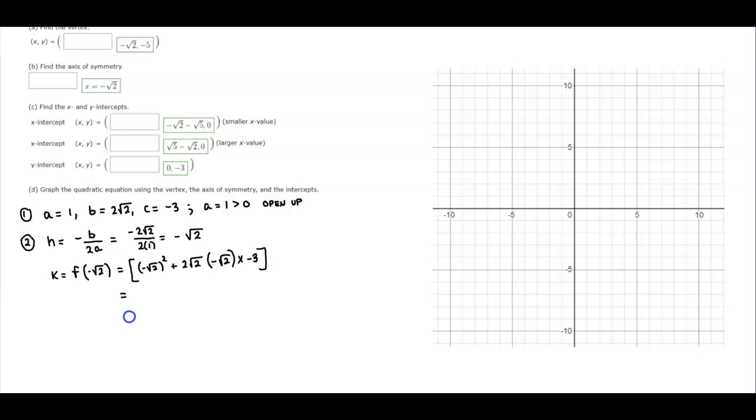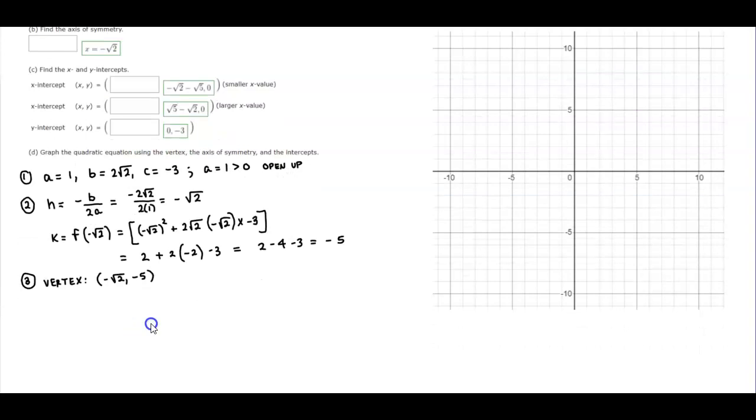It's going to eliminate the radical sign, so it's going to be 2 plus 2 times, well, the square root of 2 times the square root of 2 is square root of 4. Square root of 4 is 2 with the negative, so this is negative 2, and then this is minus 3. So then that gives us 2 minus 4 minus 3, which is equal to negative 5. So now we know what the vertex is. And the vertex is located at negative square root of 2 and negative 5.